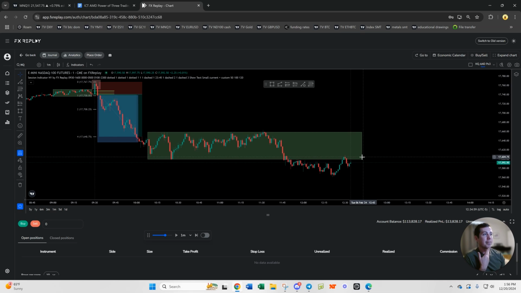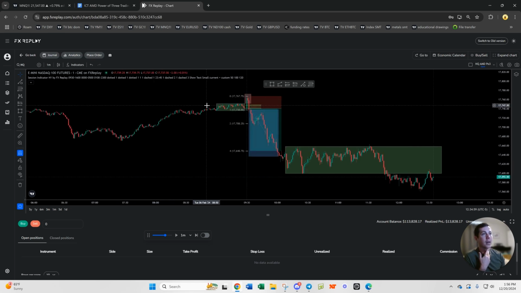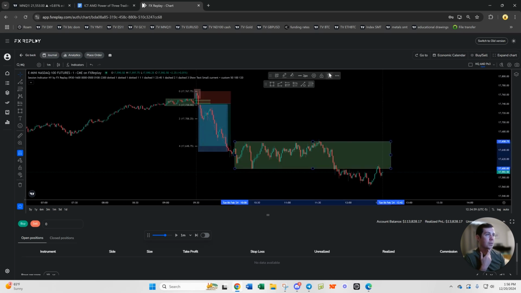So I think in general, it's probably going to be best with this strategy if you look for those quick manipulations and back in, because essentially you're looking for liquidity to be taken and then price to resume in the direction you want. So I'm not gonna take this one.